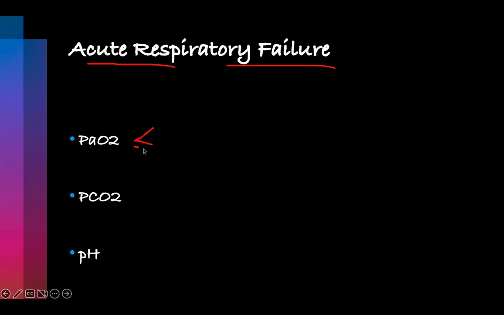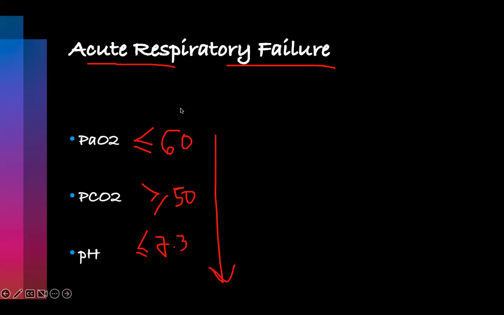Anybody who has a PaO₂, that means oxygen in their blood, less than 60, it's not good. If their CO2 is greater than 50, it's not good. And if their pH is less than 7.3, it's not good. This is the definition of acute respiratory failure. So when you look at the ABG, you say, you're dying. Your pH is too low, your CO2 is too high, and your PaO₂ is too low. This is acute respiratory failure.